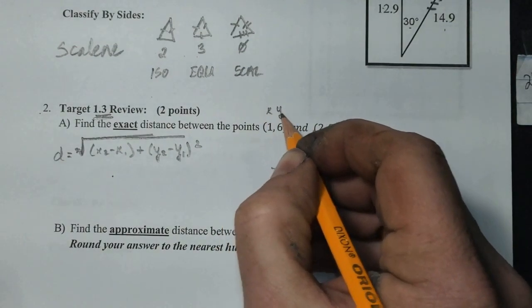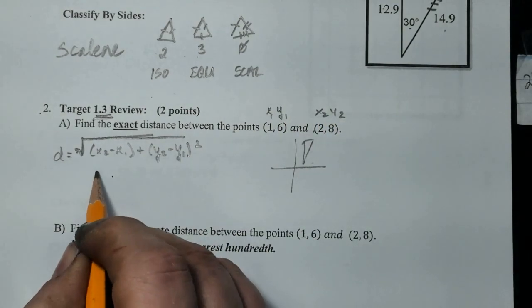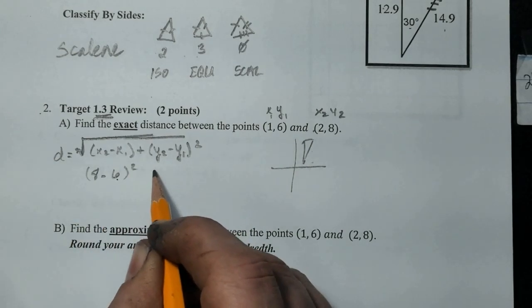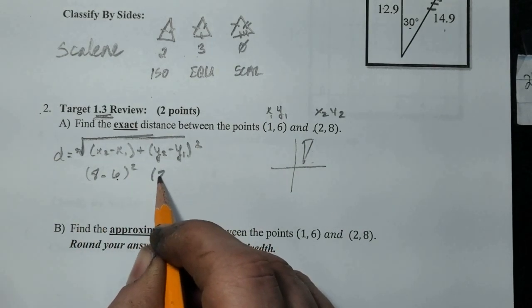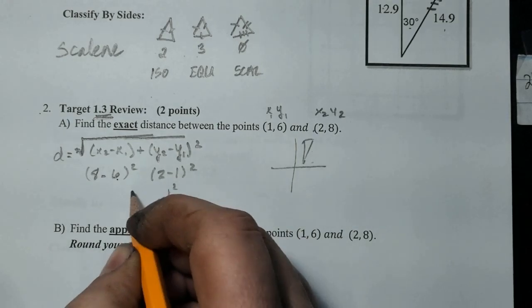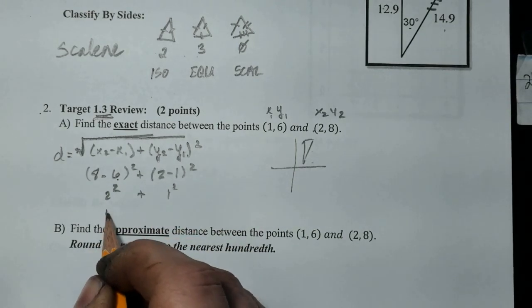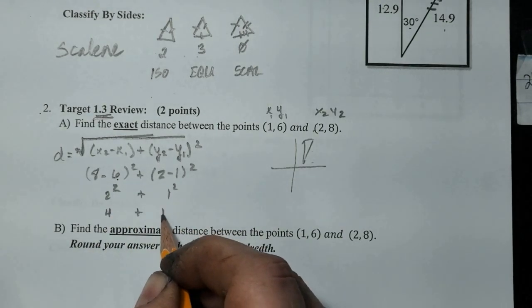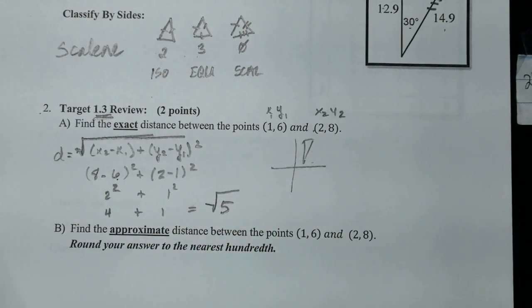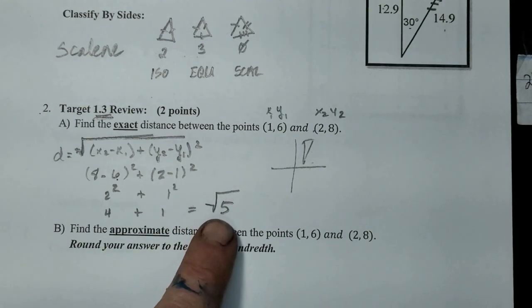I recommend labeling these x1, y1, x2, y2. Just quickly set it up. 8 minus 6 squared, 2 minus 1 squared. 1 squared, 2 squared, 4, 1 is equal to the square root of 5. That is the exact answer. That is the exact distance.